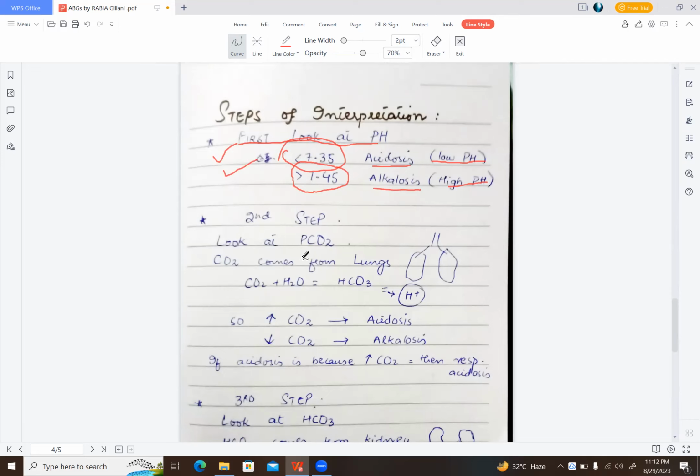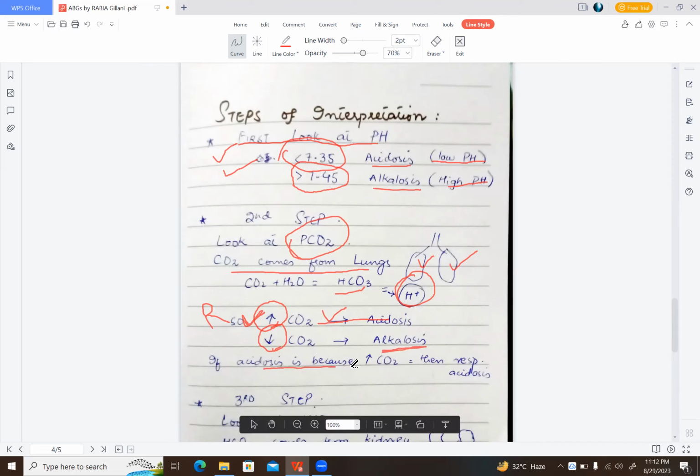Second step, always look the carbon dioxide. And carbon dioxide, it is coming from the lungs. As I have told you, they form the carbonic acid and more protons are released. So whenever carbon dioxide is increasing, it is leading to acidosis. And if acidosis is because of increasing carbon dioxide, then it becomes respiratory. If it decreases, then this becomes the alkalosis.